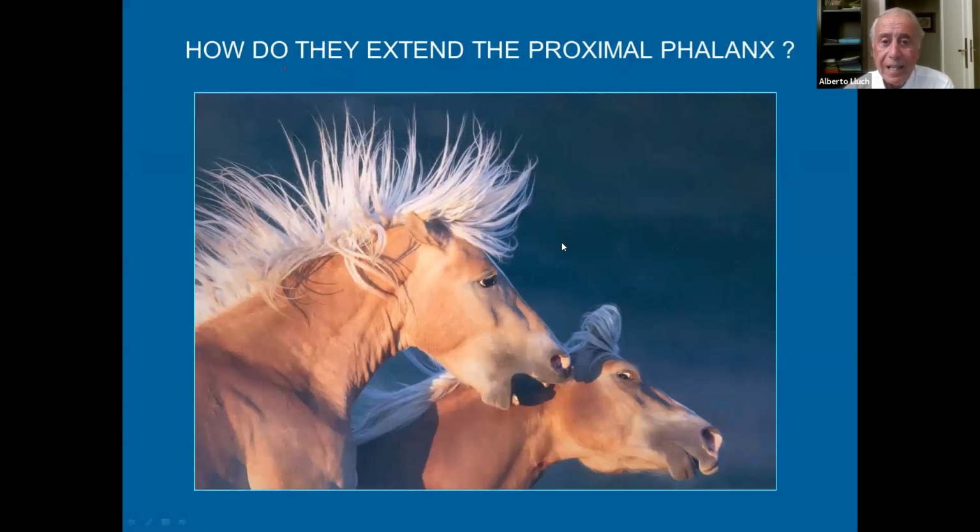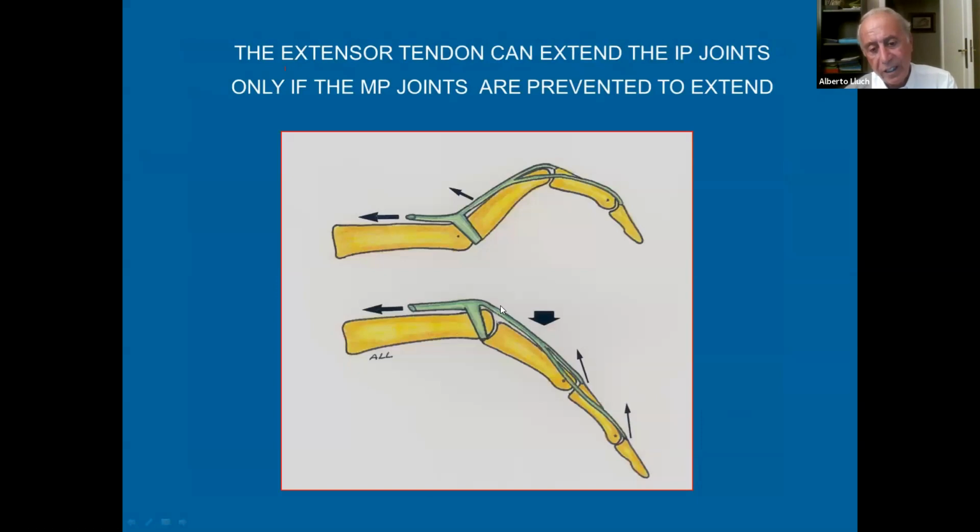Then, how do the extensor tendons extend the proximal phalanx? Same as with horses, with reins. We don't need to have a direct insertion of a tendon right here to the neck. We can put a rein here in the mouth of the horse, and then we can get the extension of the joint. And by pulling the extensor hood and the sagittal bands, the extensor tendons will extend the MP joint.